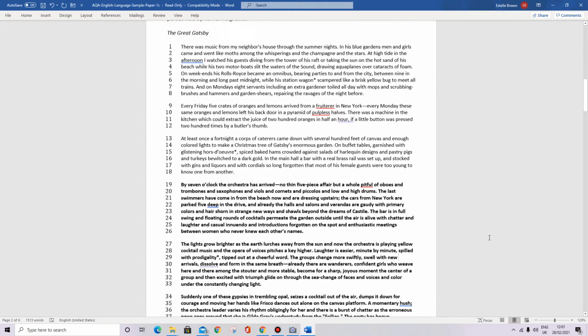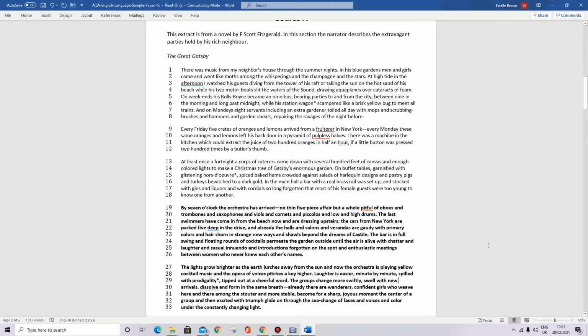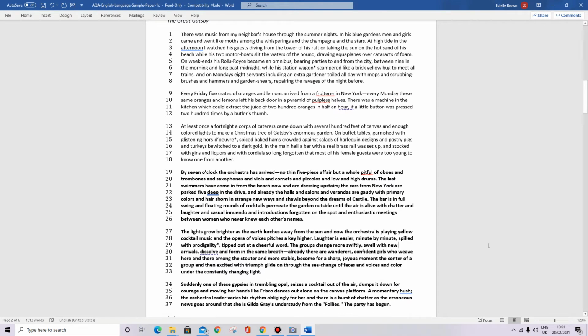The Great Gatsby. Okay, the extract is from a novel by F. Scott Fitzgerald. In this section, the narrator describes the extravagant parties held by his rich neighbour. There was music from my neighbour's house through the summer nights. In his blue gardens, men and girls came and went like moths among the whisperings and the champagne and the stars. At high tide in the afternoon, I watched his guests diving from the tower of his raft or taking the sun on the hot sand of his beach, while two motorboats slit the waters of the Sound, drawing aquaplanes over cataracts of foam. God, that's lovely.